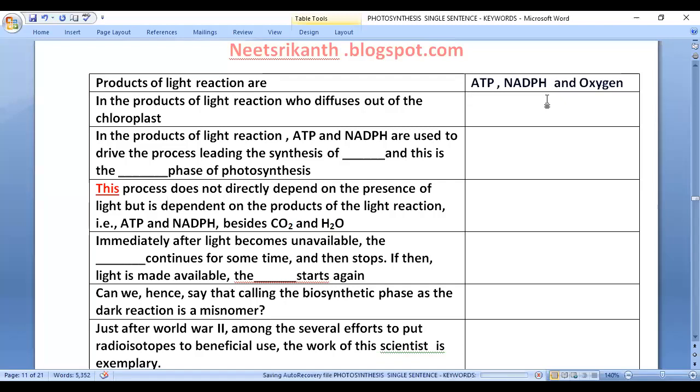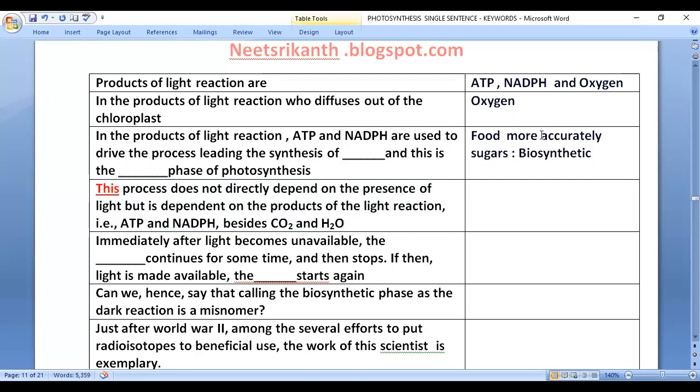Of the products of the light reaction, the one that diffuses out of the chloroplast is oxygen. ATP and NADPH are used to drive the process leading to the synthesis of food, more accurately sugars, and this is the biosynthetic phase of photosynthesis.